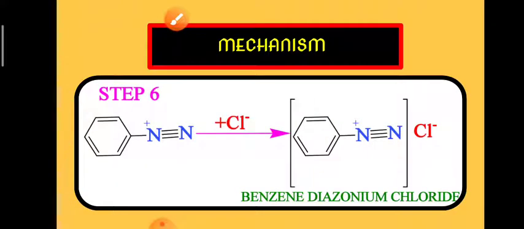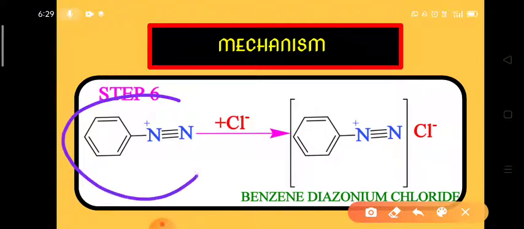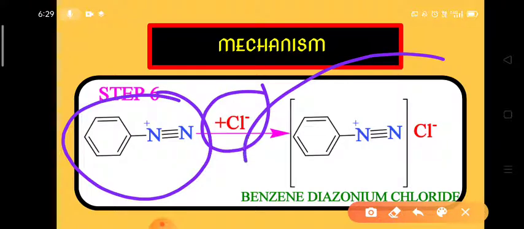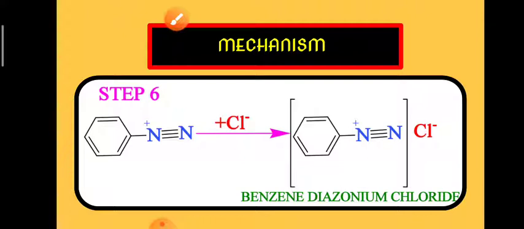And in the sixth step, this benzene diazonium ion takes up the chloride ion and forms a salt, benzene diazonium chloride. So, like this, we can observe 6 steps in the diazotization reaction.